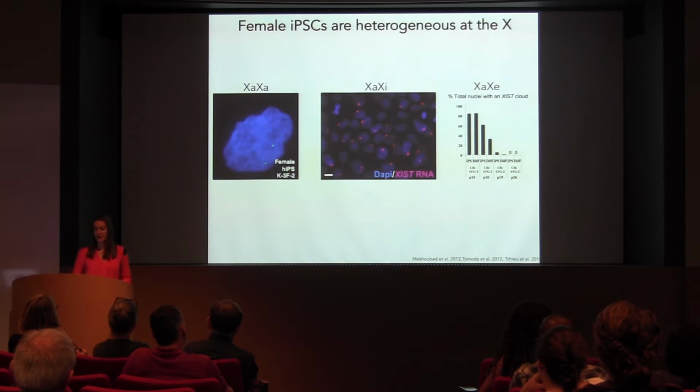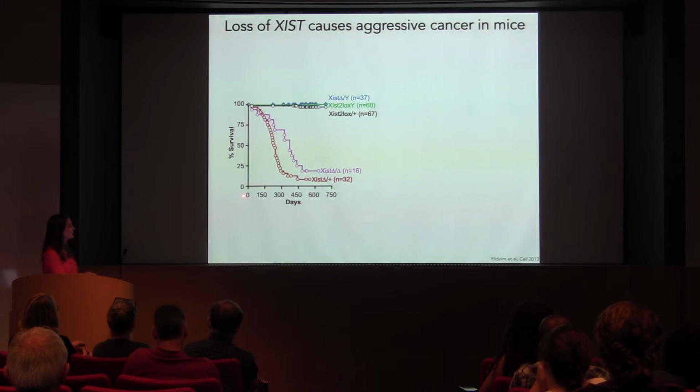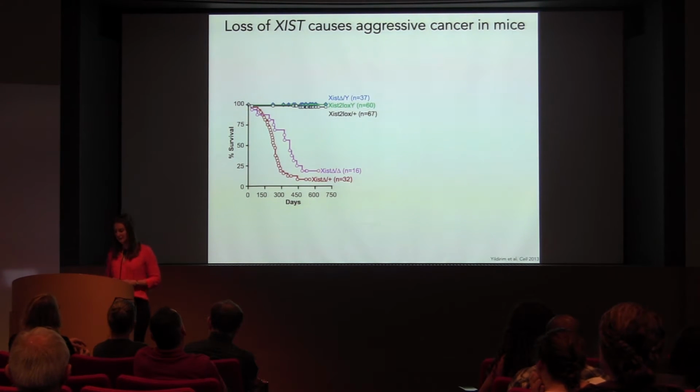Why does it matter? Well, 2 years ago, a paper came out that showed if you lose Xist expression, mice will get very, very aggressive cancer and die. And so what I'm showing here is a survival plot. We're looking at the number of mice that are alive over a particular number of days. And these groups of mice all have Xist, or they're male, so they don't care about Xist. And these 2 groups of mice, they actually don't have Xist expression, and therefore are unable to inactivate their X chromosome. And they die much more rapidly than their wild-type siblings.